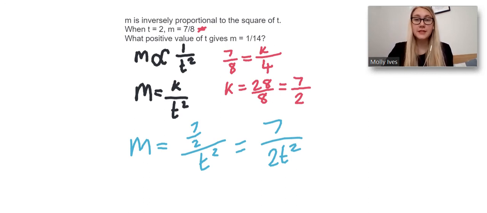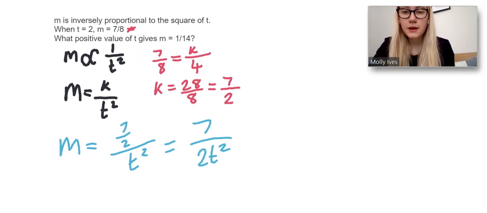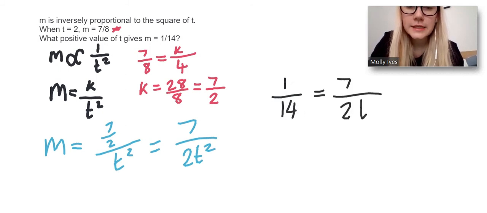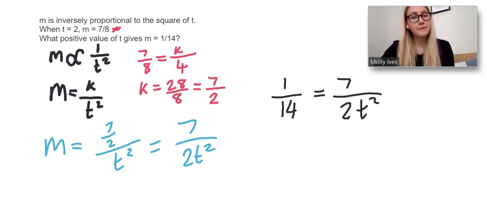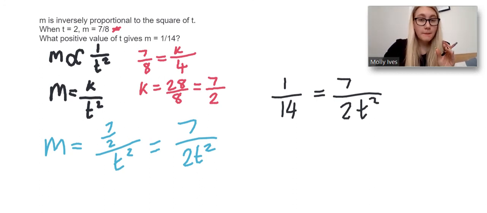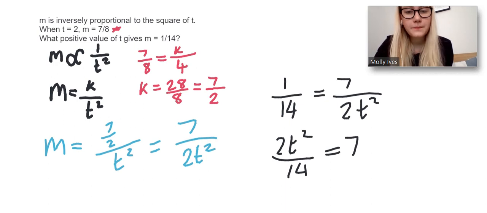What positive value of t gives m equals 1 over 14? So all we're going to do now is plug those values in. So for m to be 1 over 14, 1 over 14 equals 7 over 2t squared. And now we just solve for t. So all we've done is plug m into our formula that we've created, and now we want to solve for t. So I'm going to start by multiplying up by 2t squared. So this gives us 2t squared over 14 equals 7.